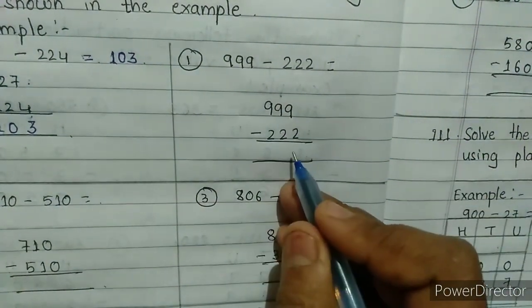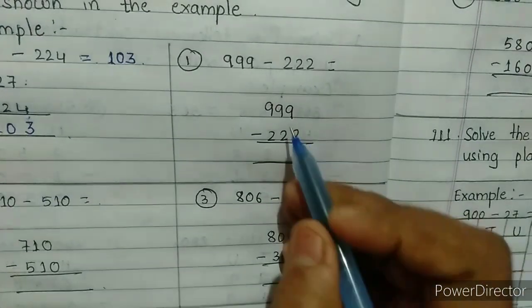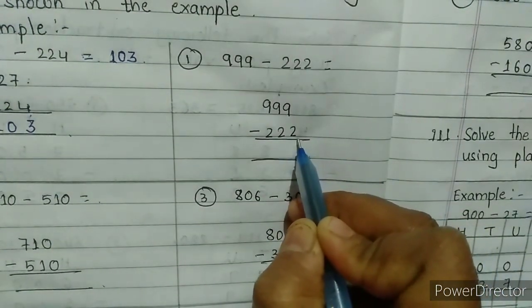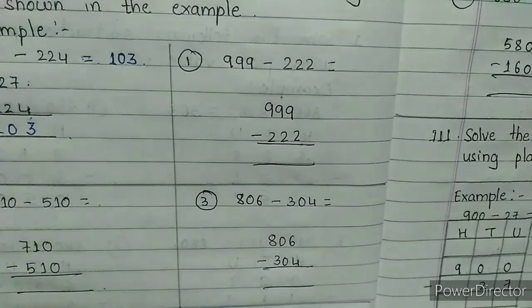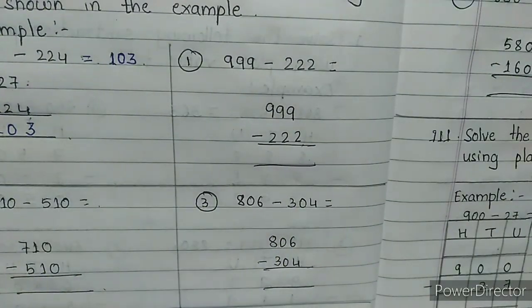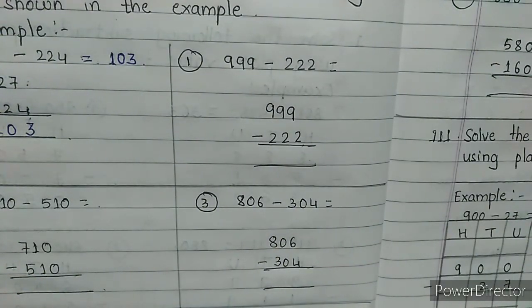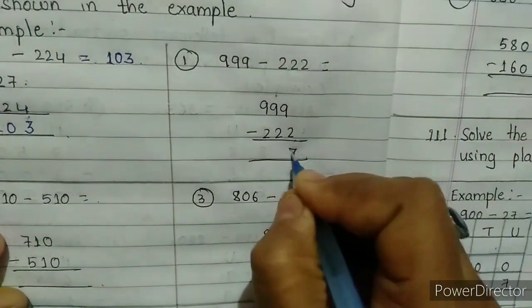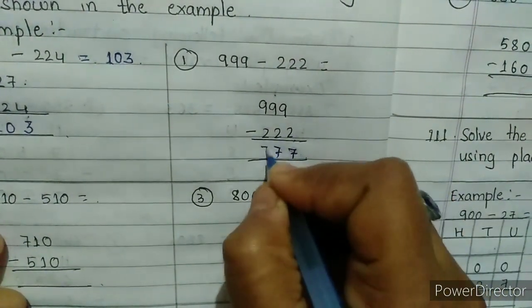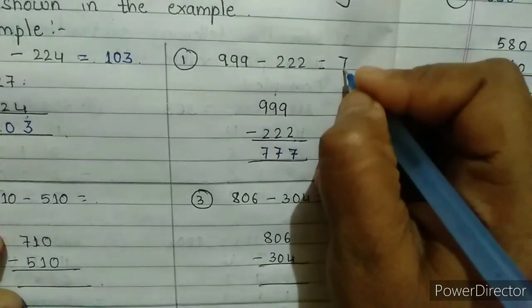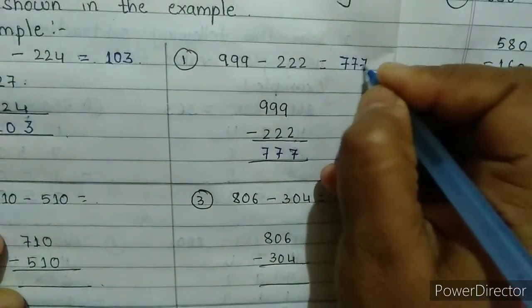Now 999 minus 222. So 2 is smaller here. Keep 2 in mind. Count till 9. After 2, 3, 4, 5, 6, 7, 8, 9, 7. And this is very easy for you because all the numbers are same. So need not waste the time here.